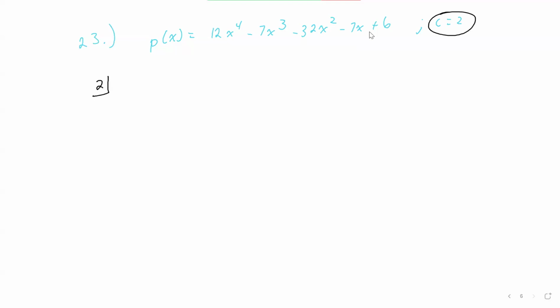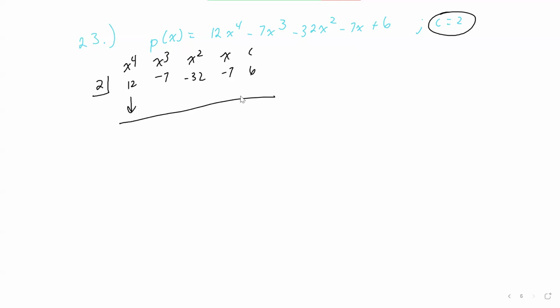So what you do, using synthetic division, is take this number and put in all of your coefficients. So the coefficient of x to the 4th is 12. The coefficient of x cubed is negative 7. The coefficient of x squared is negative 32. The coefficient of x is negative 7. And your constant is 6.